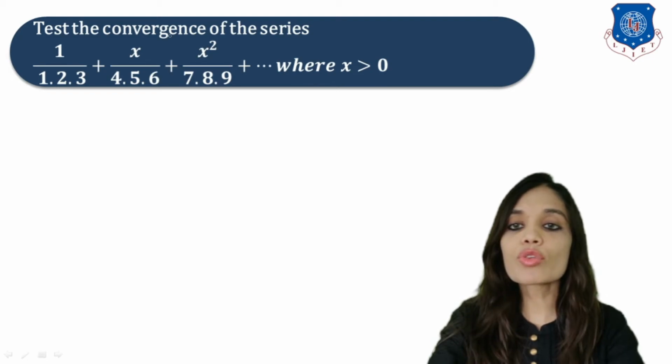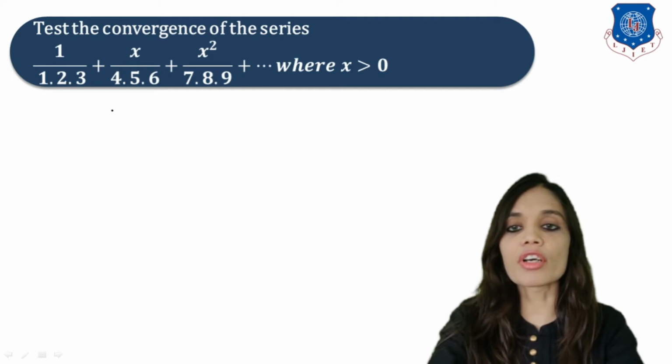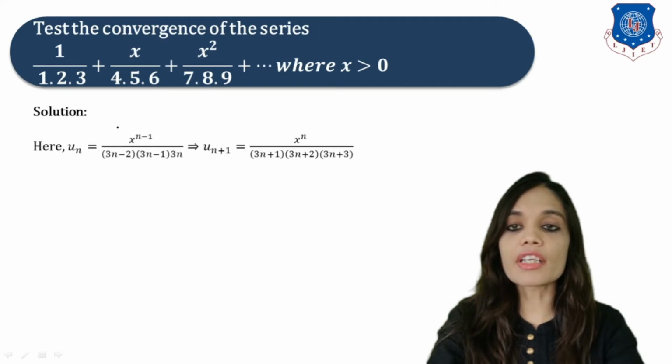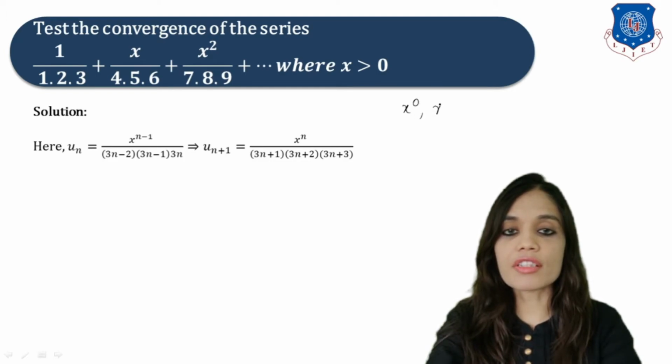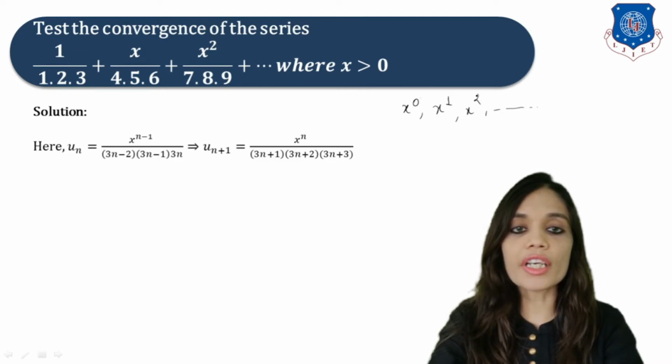Now whenever we have to test the convergence of a power series, we will only apply two types of test. One is ratio test and the other is root test, right? Depending upon our un. So firstly, let us write our un. So here un will be equal to, firstly we will take powers of x. Firstly it is x raised to 0. Then what is x raised to 1? Then it is x square. So we are having powers of x as 0, 1 and 2.